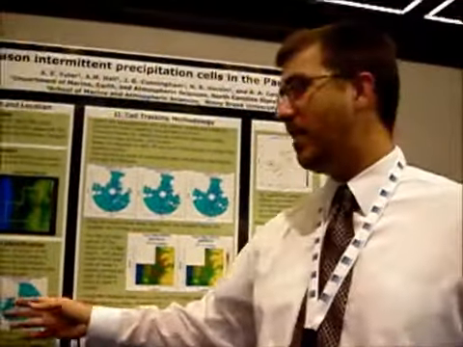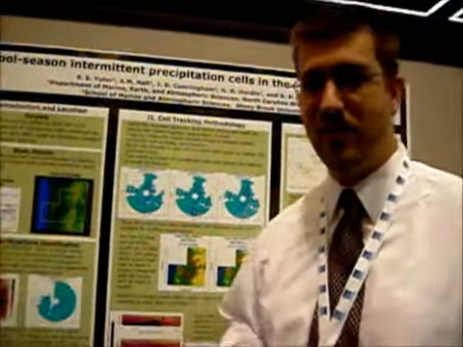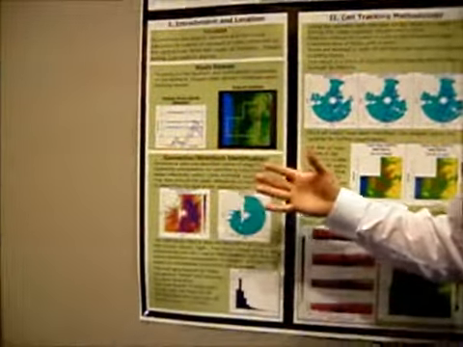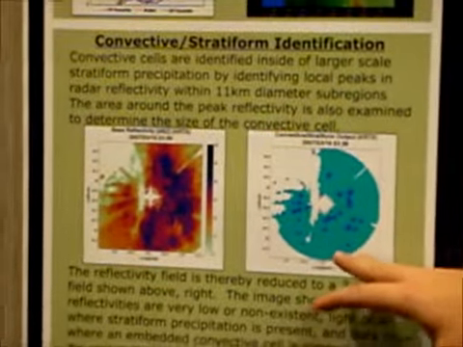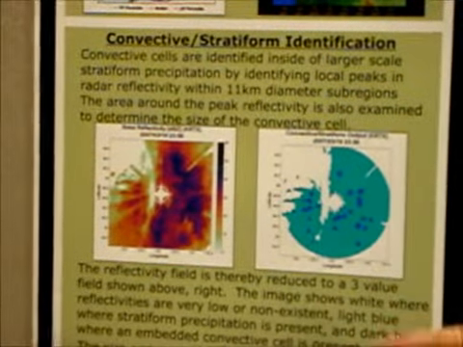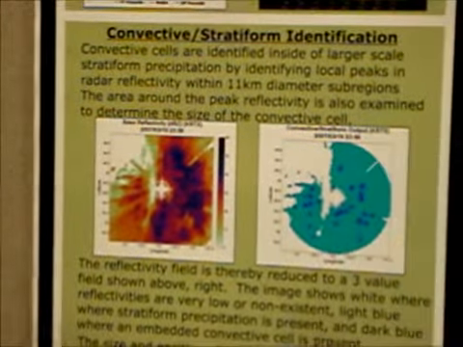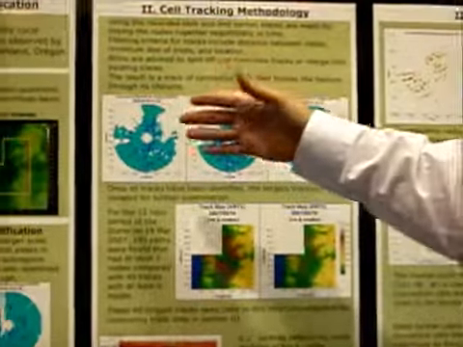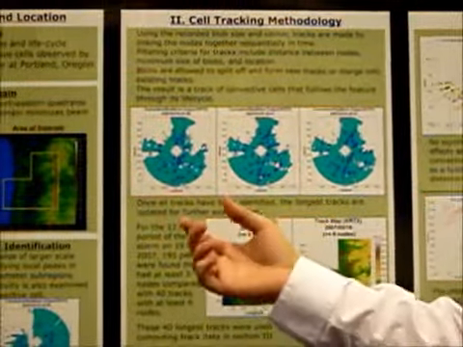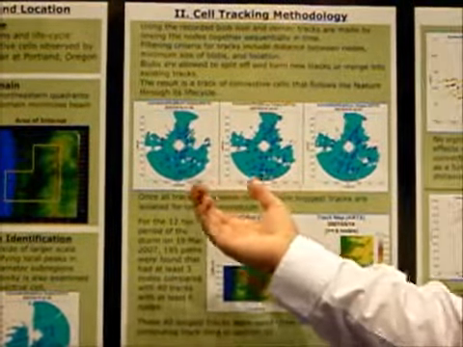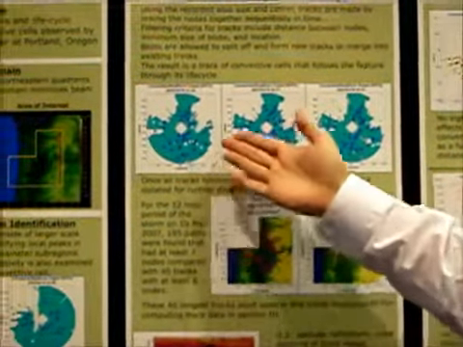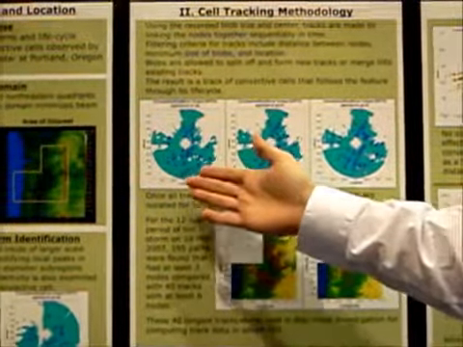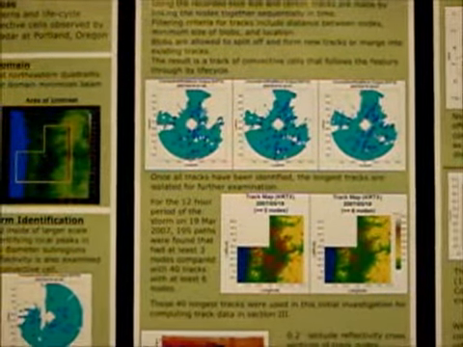The first step was identifying convective cells inside of the base reflectivity. We use an 11-kilometer diameter, and convert this field into a 3-color field, with the light blue as stratiform precip, the dark blue is the convective cells that we want to track. We link these images up in time, and by minimizing the total distance traveled between cells, we come up with cell tracks that would track an individual feature through its life cycle.